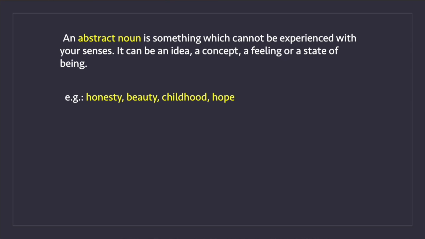An abstract noun, on the other hand, is something which cannot be experienced with your five senses. It can be an idea, a concept, a feeling, or just a state of being. Look at these examples. Honesty, beauty, childhood, and hope. You know that honesty is something which exists in the world, although you cannot see it or touch it. You can't experience it with your senses. And it's the same with beauty, childhood, and hope.